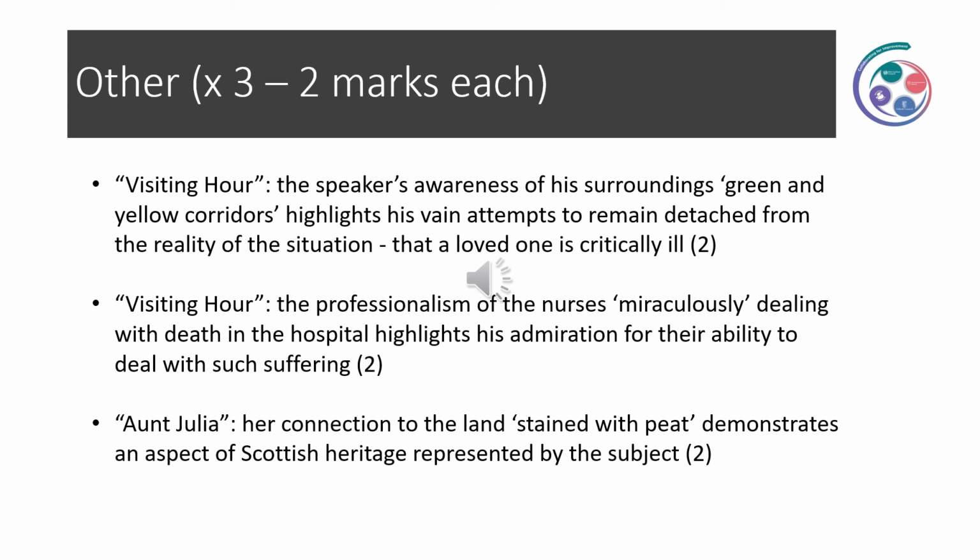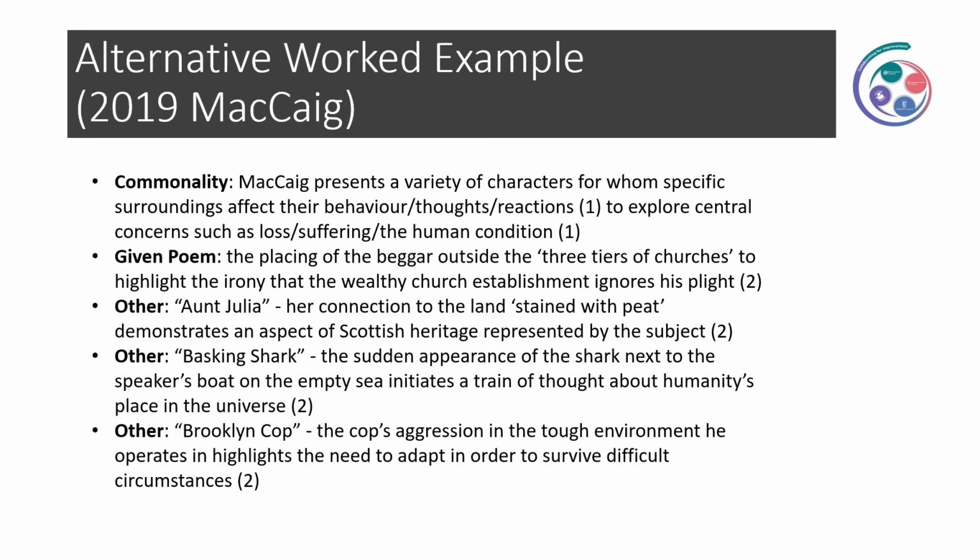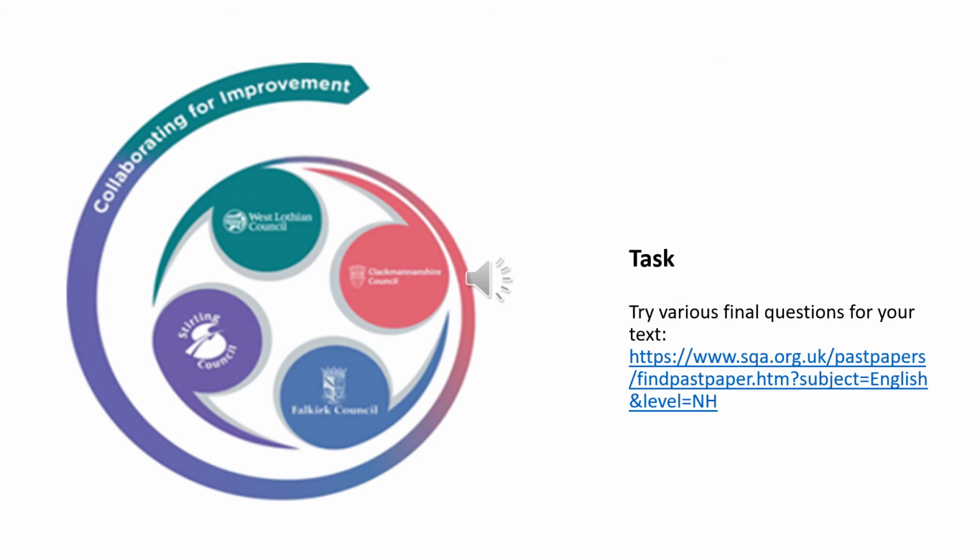After tackling commonality and the given poem, we now have to turn to at least one other poem. On the slide you'll see that 2 poems have been used, Visiting Hour and Aunt Julia, but there are other alternatives that could be used. Now you can see the whole question, all 10 marks, with commonality, given poem, other, other, other. On the next slide is another example using different poems. In order to prepare really well for this paper, you should try various final questions for your text.